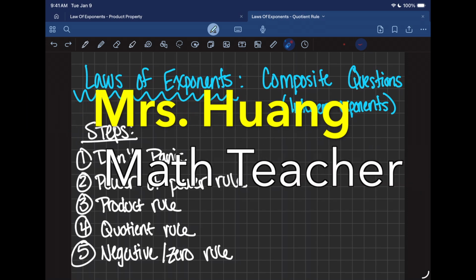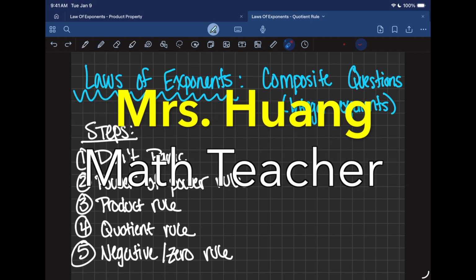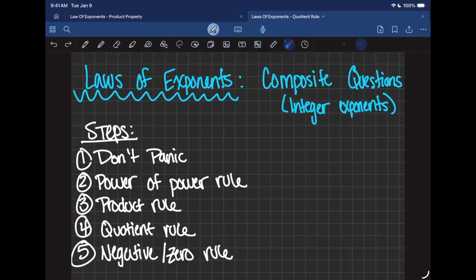Hola humans, today we're going to look at composite questions with our laws of exponents, and the two examples I'm going to work today have integer exponents, which means they are whole numbers, positives and negatives. I don't have any fractions. So going through these, we're going to follow the following steps.